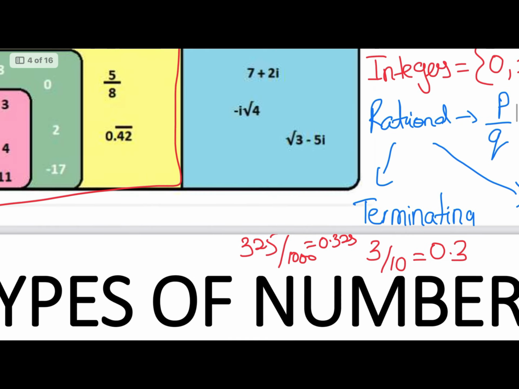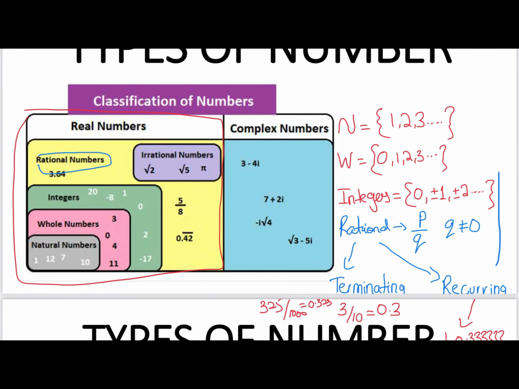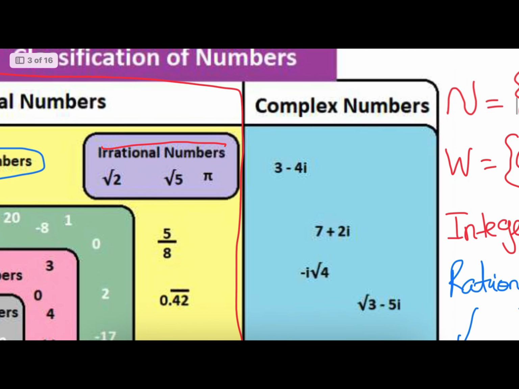Now we have irrational numbers. Irrational numbers are the complete opposite. Irrational numbers cannot be expressed as a fraction. You can see this is the example they have given us. So irrational numbers are those numbers which cannot be expressed as a fraction. Root 5, root 2, pi, these cannot be written in fraction form.